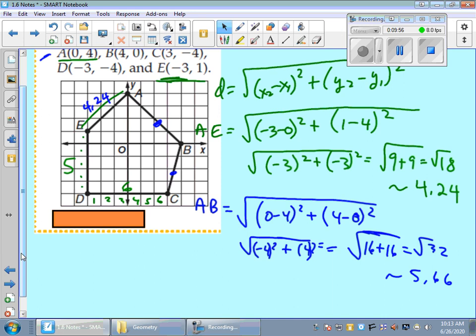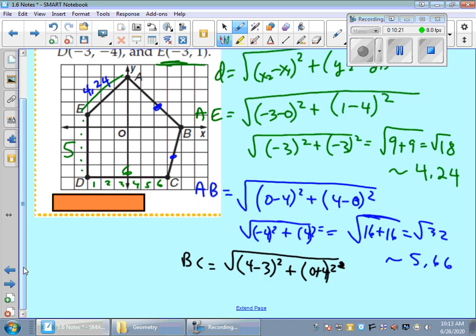Let's do the last one here, which is going to be BC. So we have BC. Again, distance formula here for BC. B is 4, 0. C is 3, negative 4. So we can go 4 minus 3 quantity squared. And we can go 0 plus 4 quantity squared. Whoops. That was supposed to be parentheses squared.